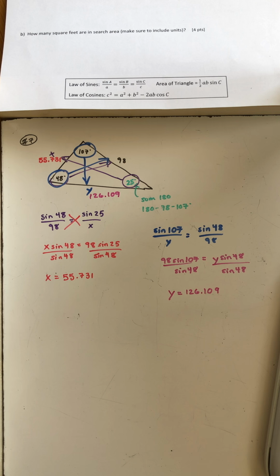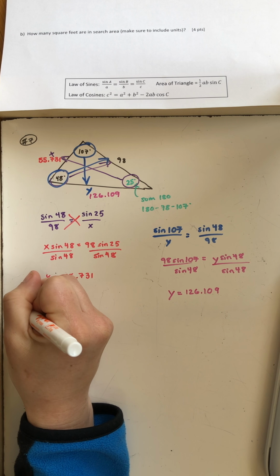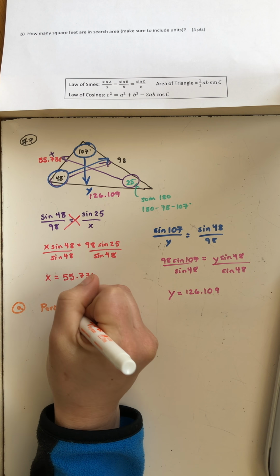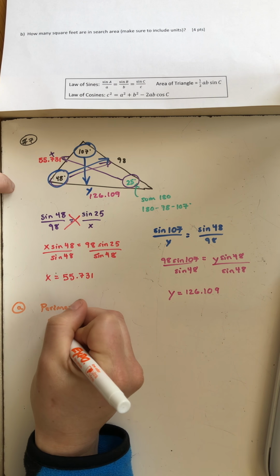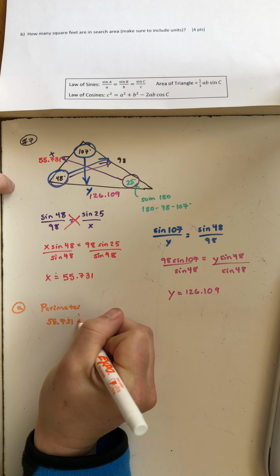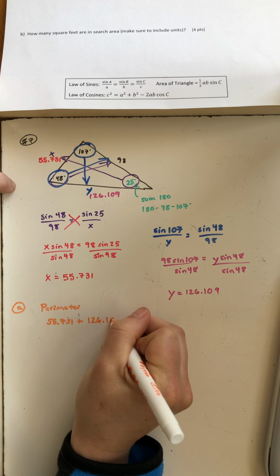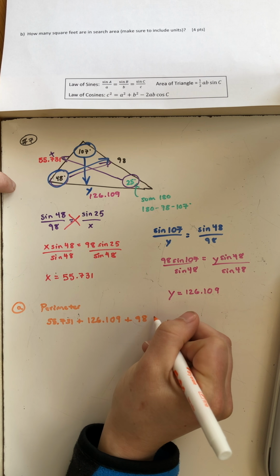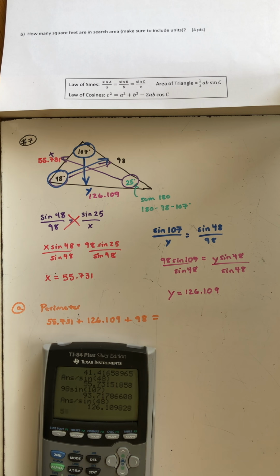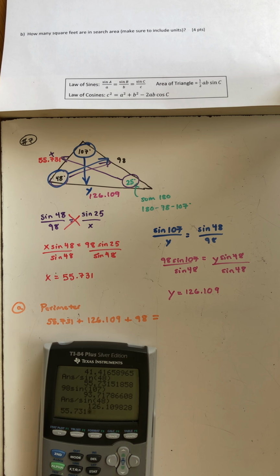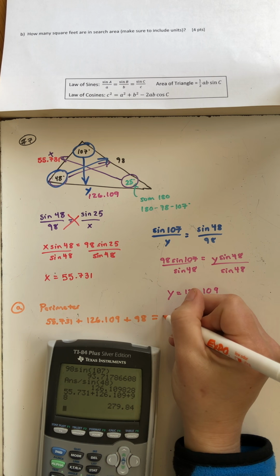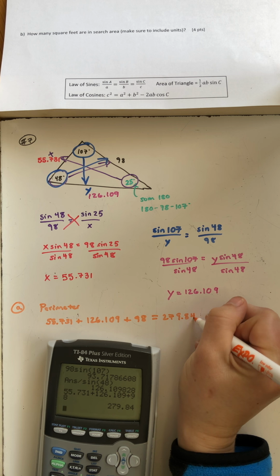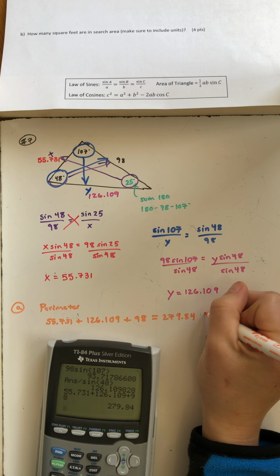Now, once again, I was trying to find the perimeter for this problem. So letter A asks for the perimeter. You're going to add up all the sides, so I have 55.731 plus 126.109 plus 98. That's 279.84, and that is feet.